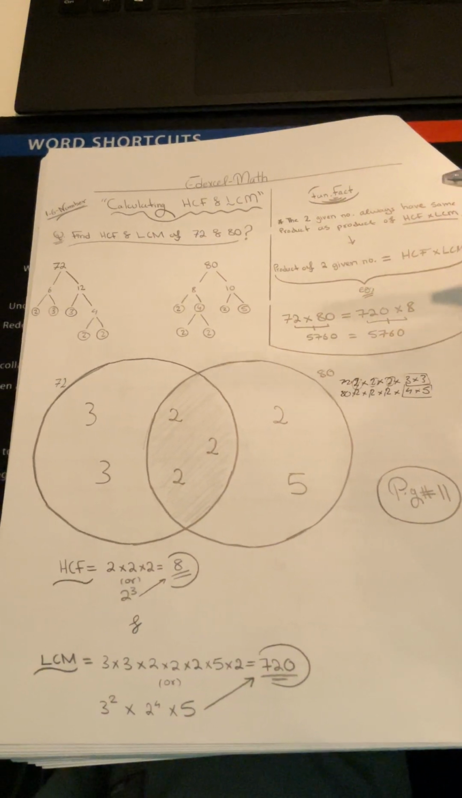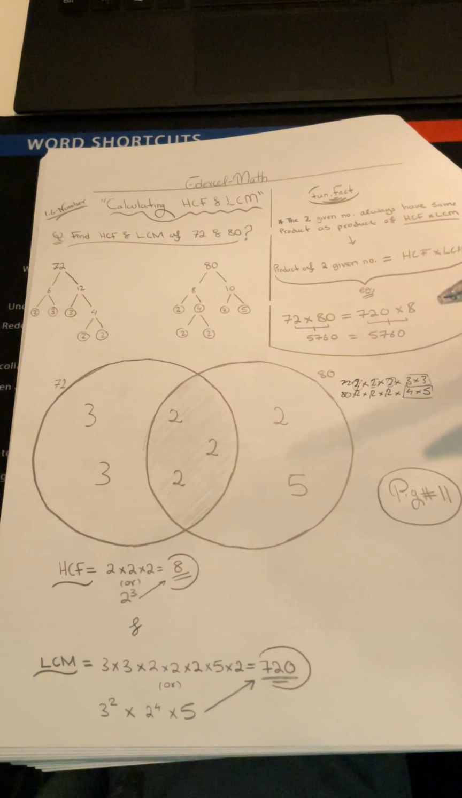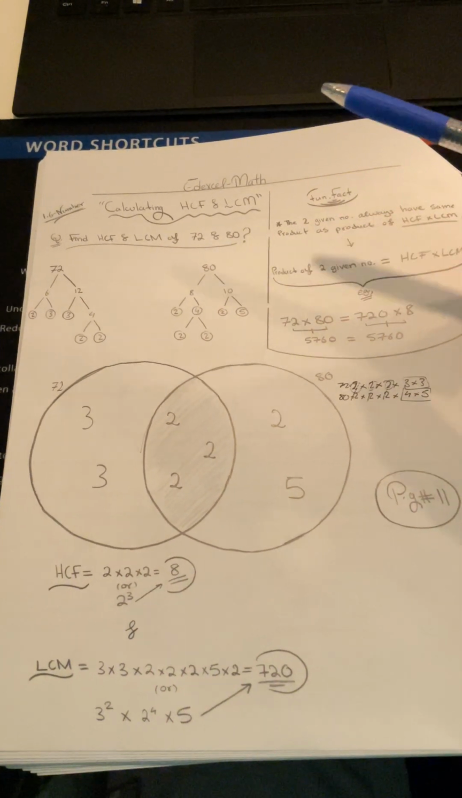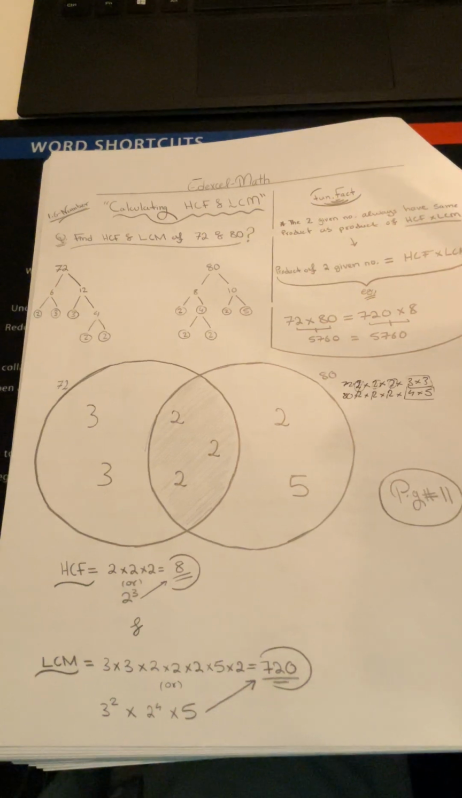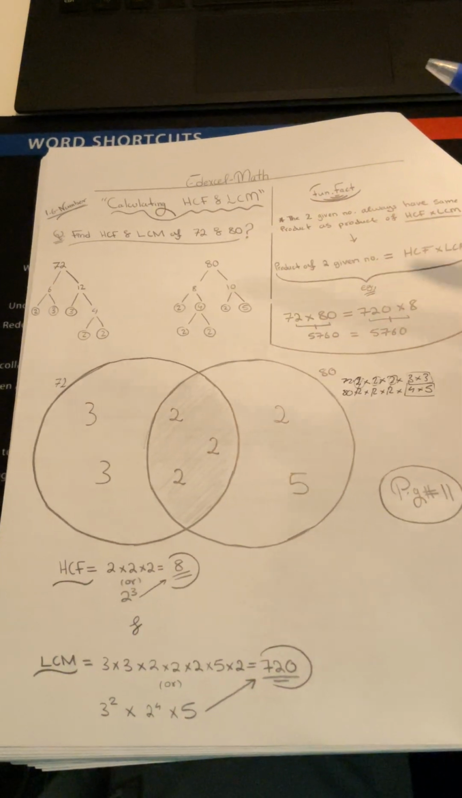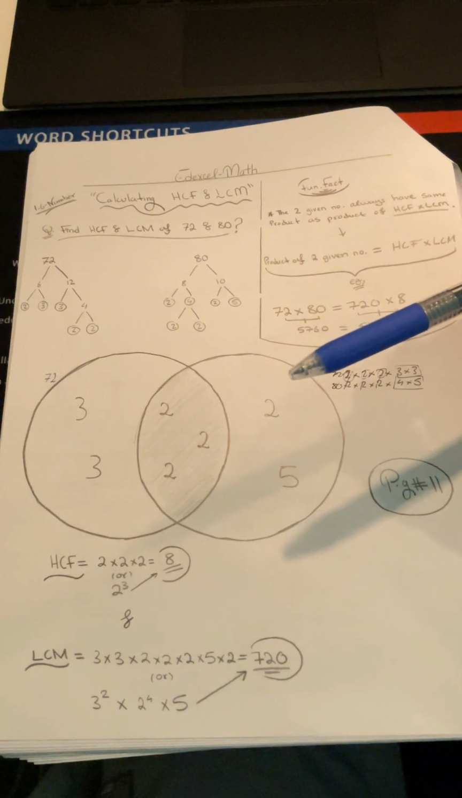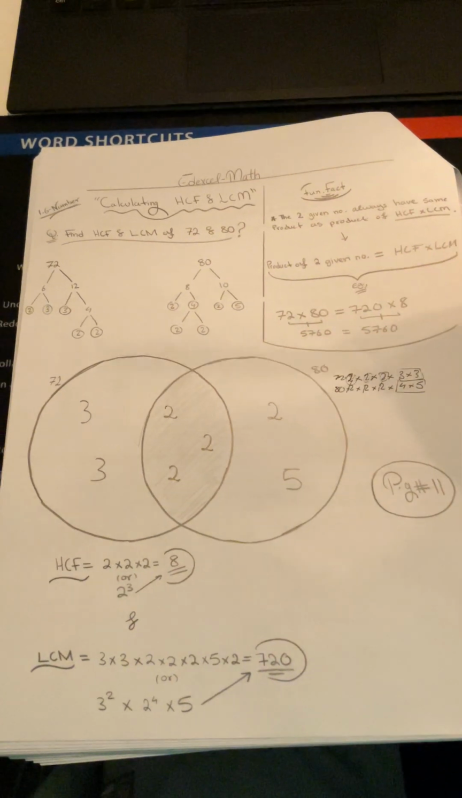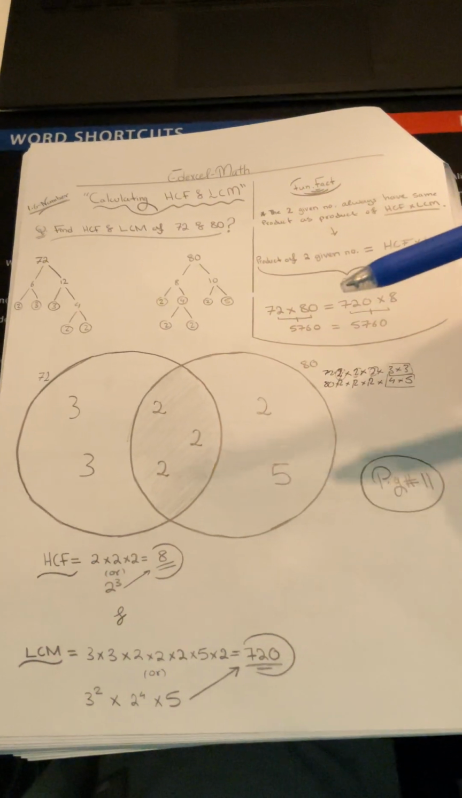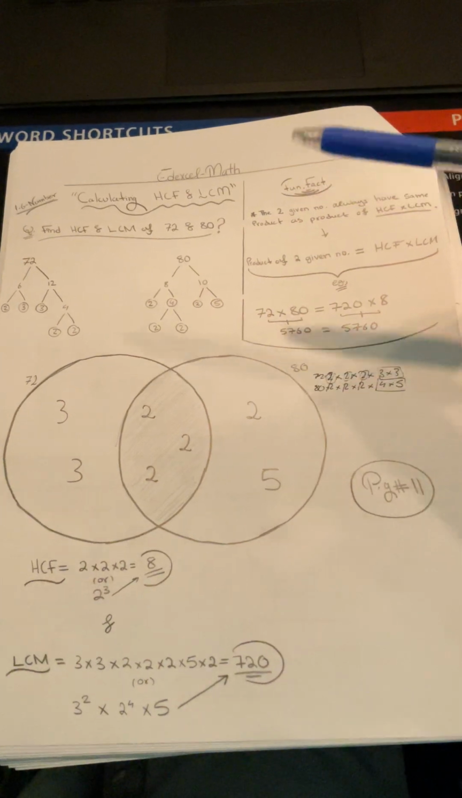If you want, you can use another method to find the HCF and LCM. For the HCF, you can take the lowest powers, and for the LCM, you can take the highest powers. That will also help you to find the HCF and LCM. And basically that is it for topic 1, Foundation in Edexcel Math, Cambridge IGCSE.